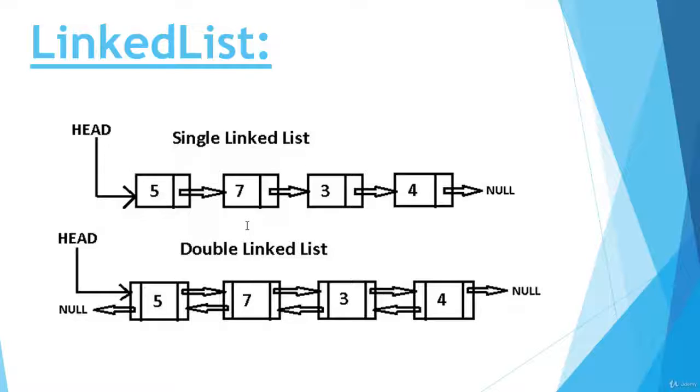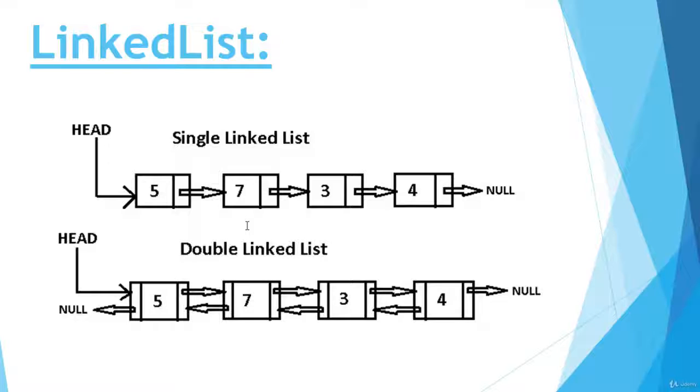In the data part, we store our data in the node, and in the address part we have the address of the next node. Similarly, in the next node we store our data, and in the address part we have the address of the next node. This combination of nodes is what we call the linked list, and the address of the first node is present in a pointer, which we call the head pointer. So this is the single linked list, and next we have the double linked list.